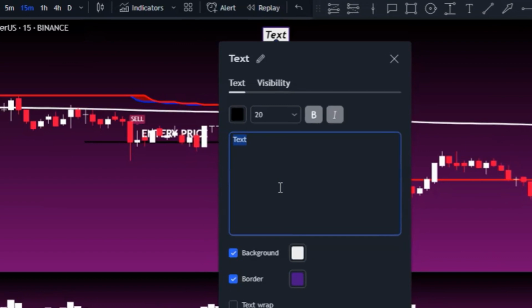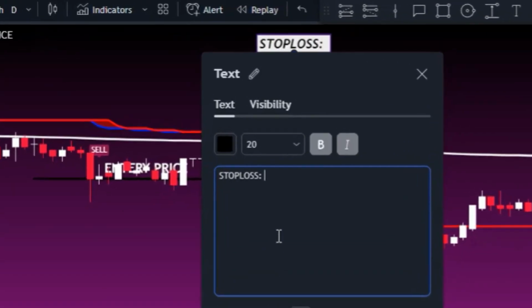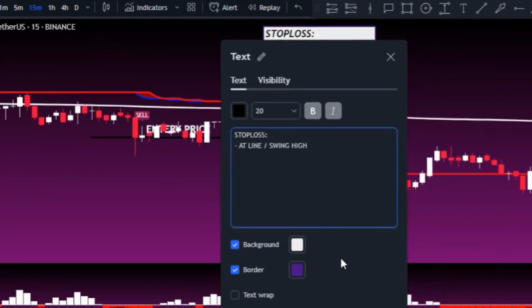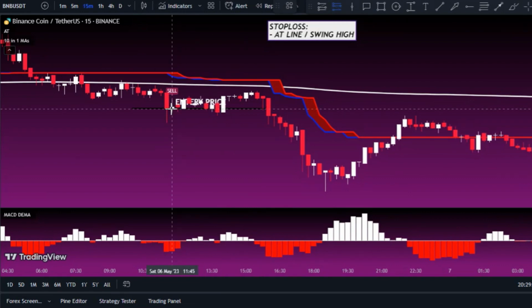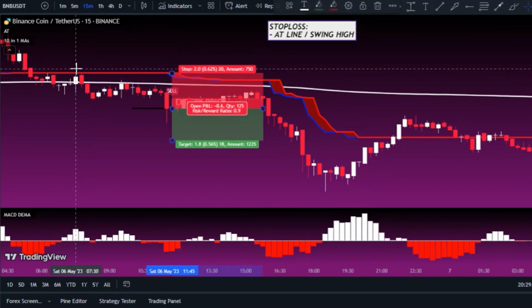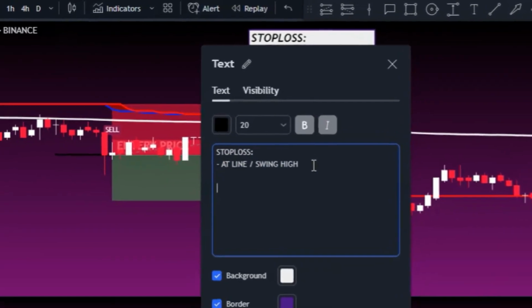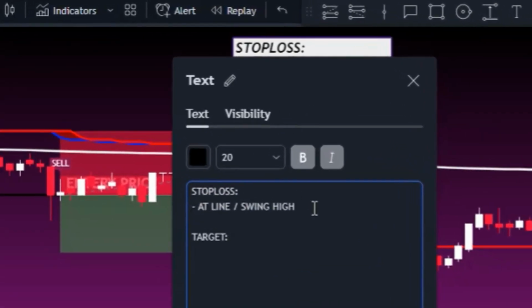For the stop loss, we can use either the recent swing high or the Alpha Trend line. To take profits and exit the trade, we'll target twice the stop loss amount.